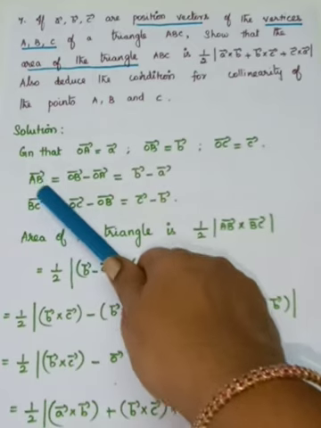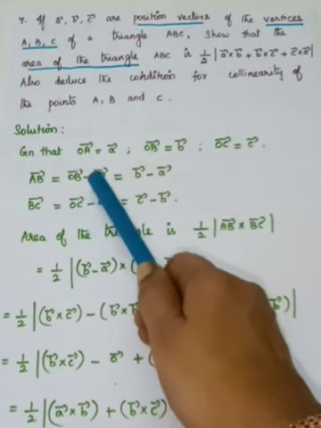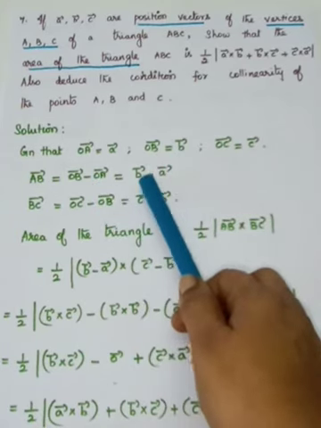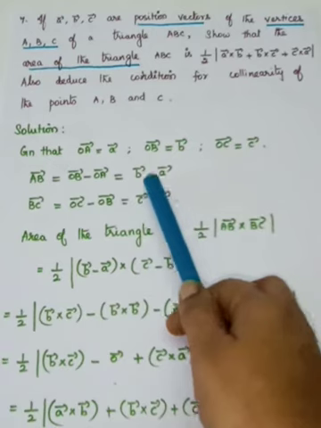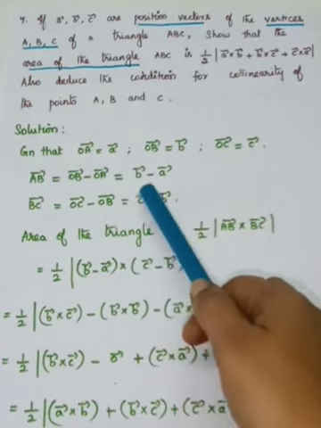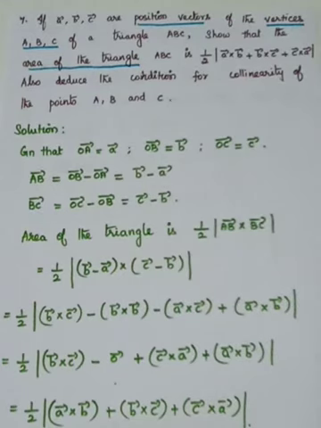How to find the AB vector? If position vectors are given, it is OB vector minus OA vector. What is our OB vector? B vector. What is our OA vector? A vector. And BC vector, how will you find? OC vector minus OB vector, substituted. Okay. So what is the formula to find the area of the triangle? Half into modulus of A vector cross B vector. Here in your problem, AB vector cross BC vector.